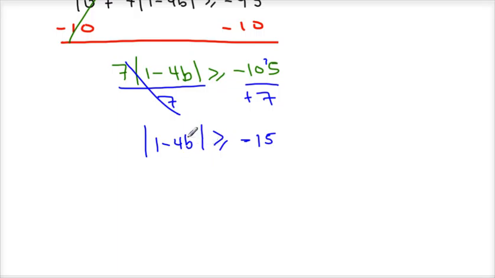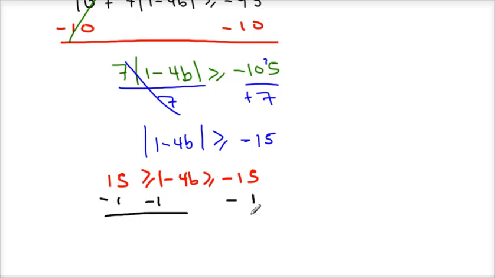Your solution is going to have a domain, a number that b has to be greater than or less than to make this work. So let's try to play this out. Let's say 1 minus 4b is greater than or equal to negative 15, or less than or equal to positive 15, like we've been approaching the other problems. We're going to subtract 1 from both sides. We get 14 is greater than or equal to negative 4b, which is greater than or equal to negative 16.